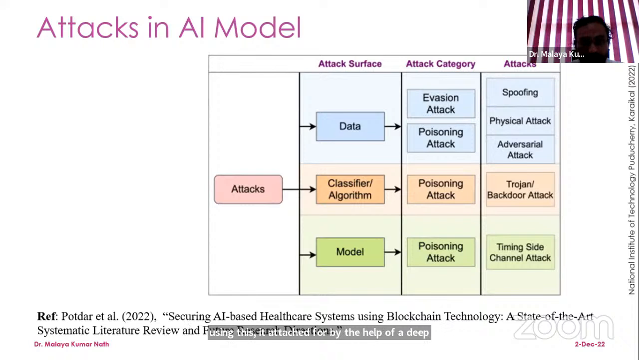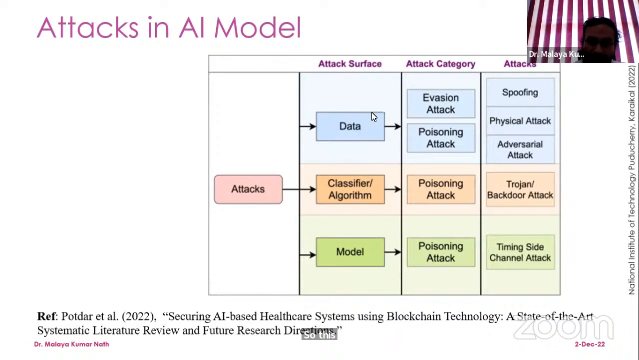So when this data is analyzed, it is affected by different types of attacks. These attacks can be present at the data stage, or occur during the classification stage, or also be possible at the models. So these attacks can be classified into different categories.